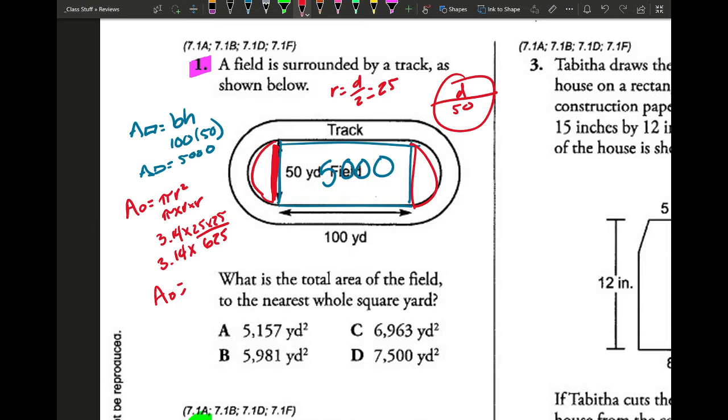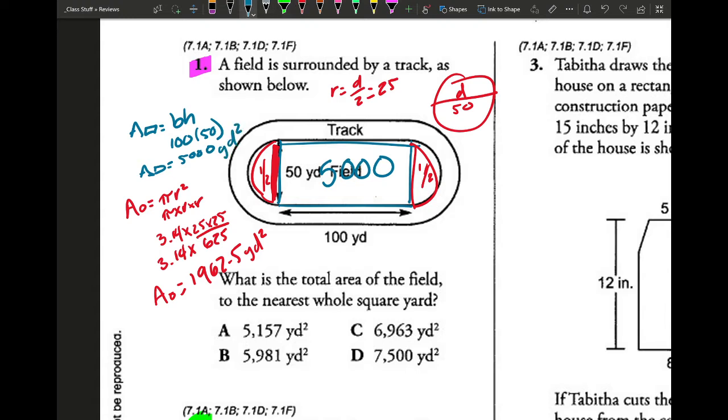The whole circle, remember, because this is half, and this is half, and 2 halves make a whole, right? The area for the whole thing is going to be 1,962.5 yards. These are yards squared. Remember, when we talk about area, this is square.